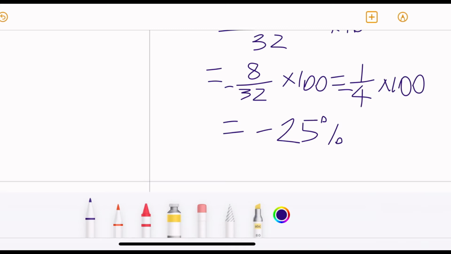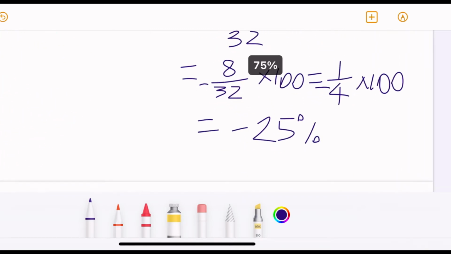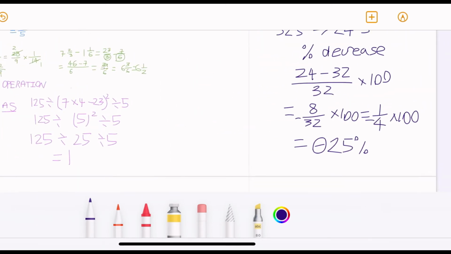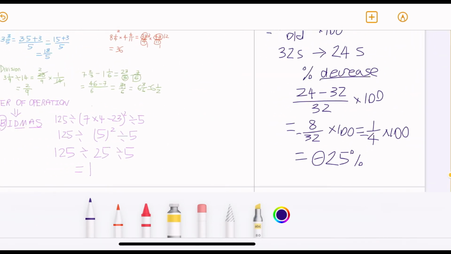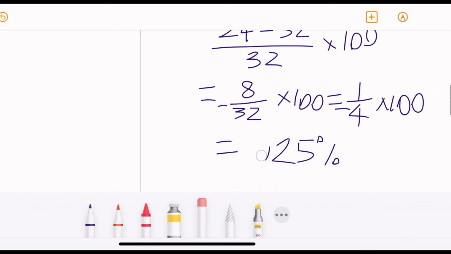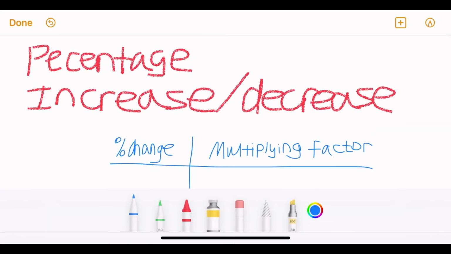If we were to work out the percentage decrease, since the question asks us to find percentage decrease, we don't need to write this negative sign over here because it's already a decrease. If the question asks us to find percentage change instead of a decrease, then we can put the negative sign. So no need to put a negative sign here. And we're done.